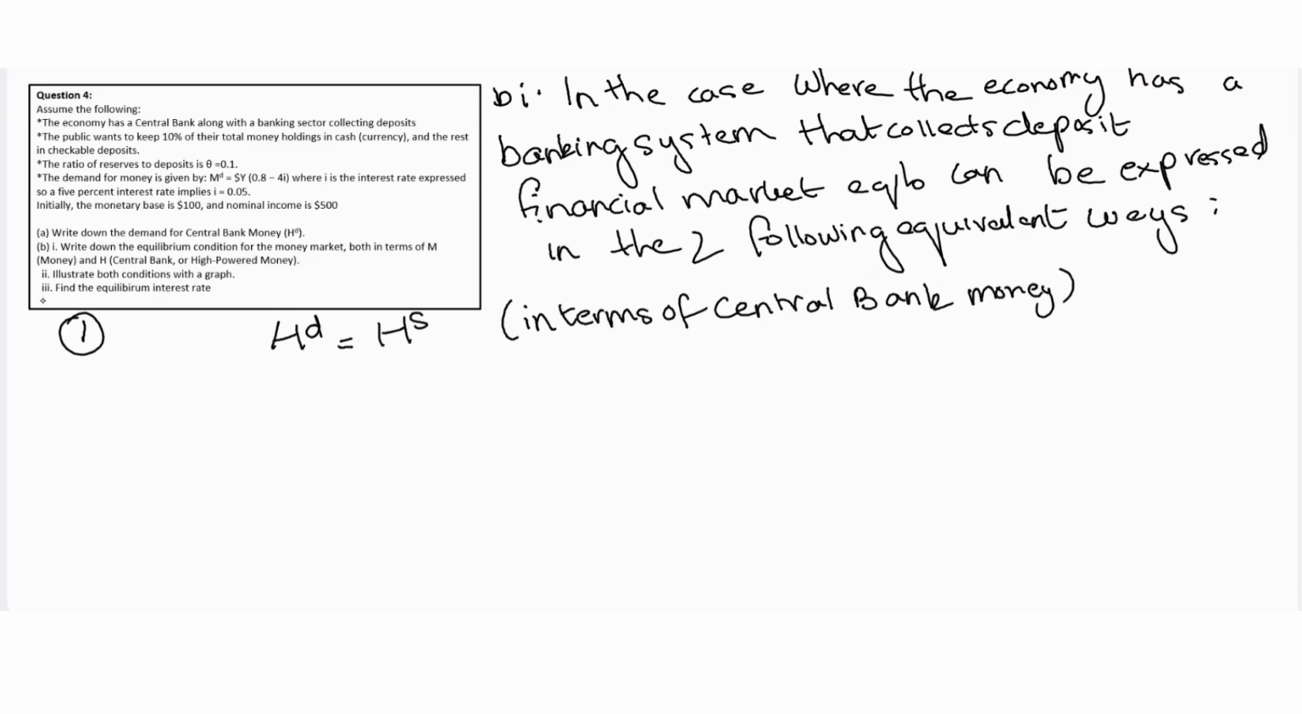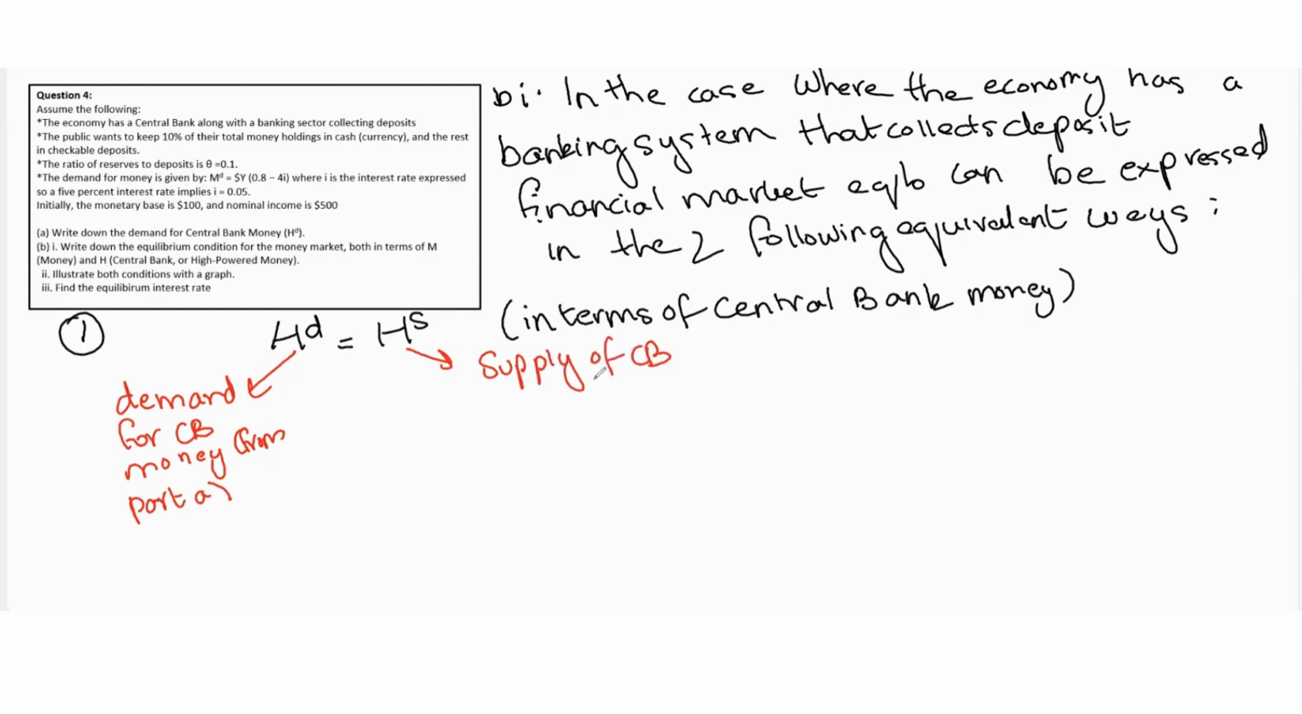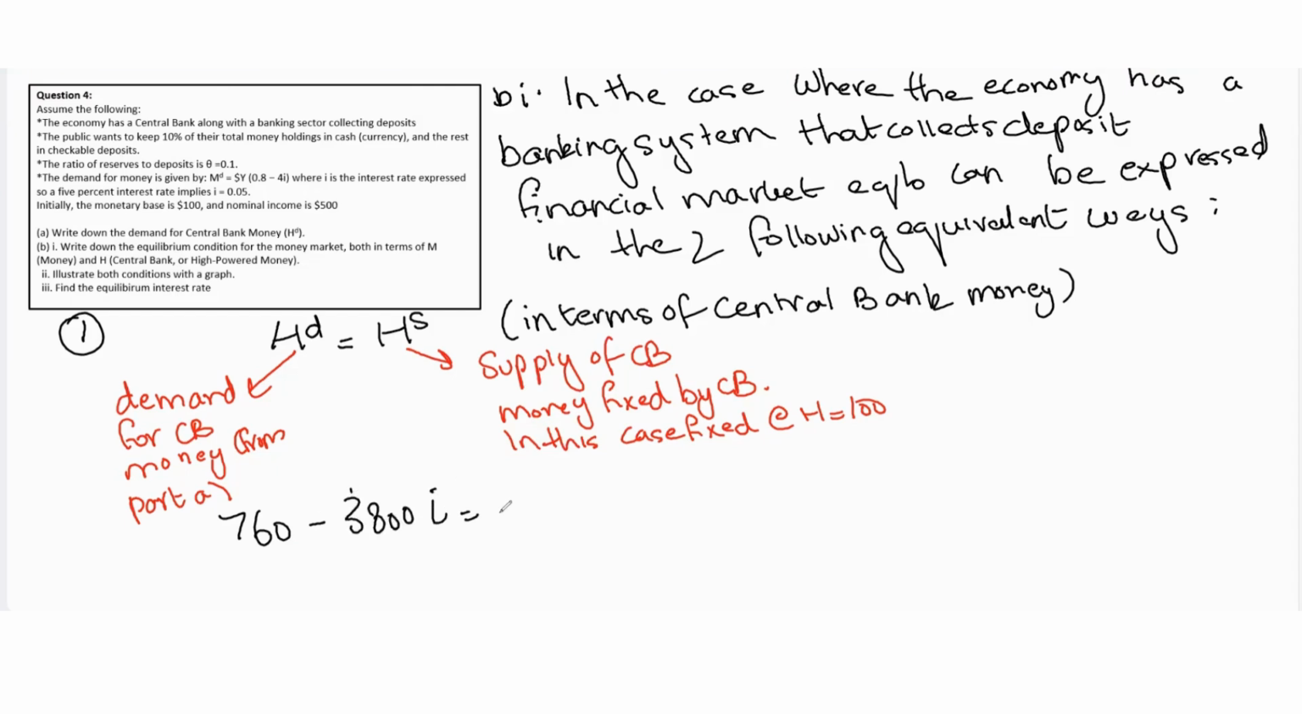Now HD over here represents the demand for central bank money. We found this in part A. And HS represents the supply of central bank money, which is fixed by the central bank. The central bank directly controls the supply of central bank money, in this case fixed at H equal to 100. So we know from part A, demand for central bank money is 760 minus 3800 I, and supply of central bank money is fixed at 100.